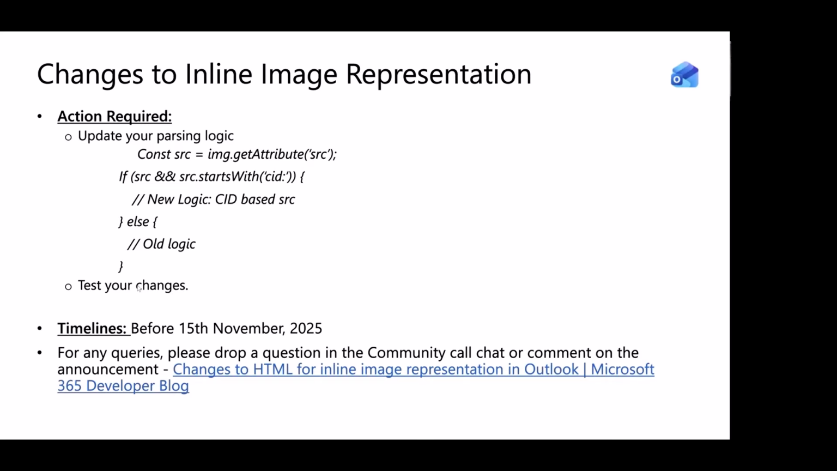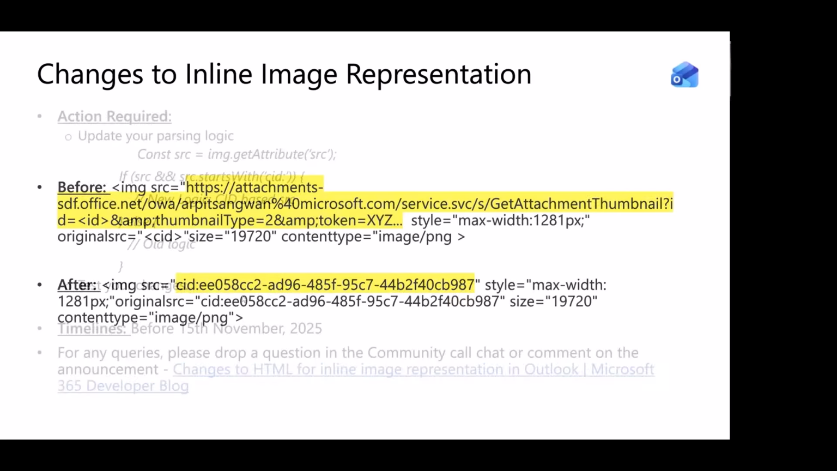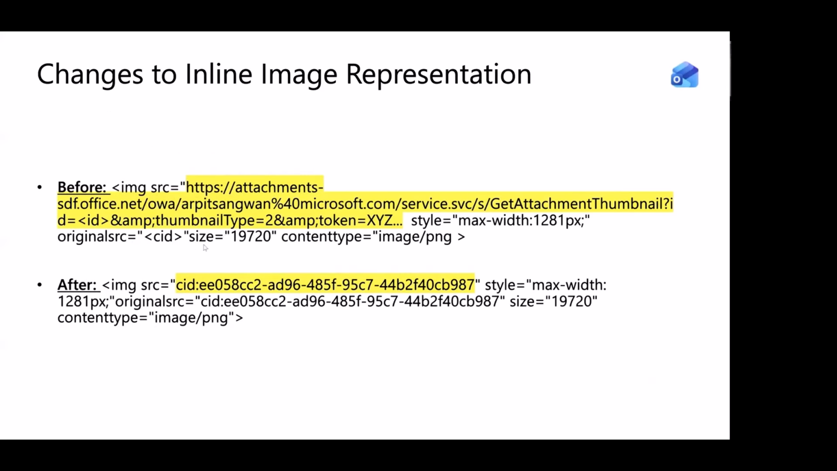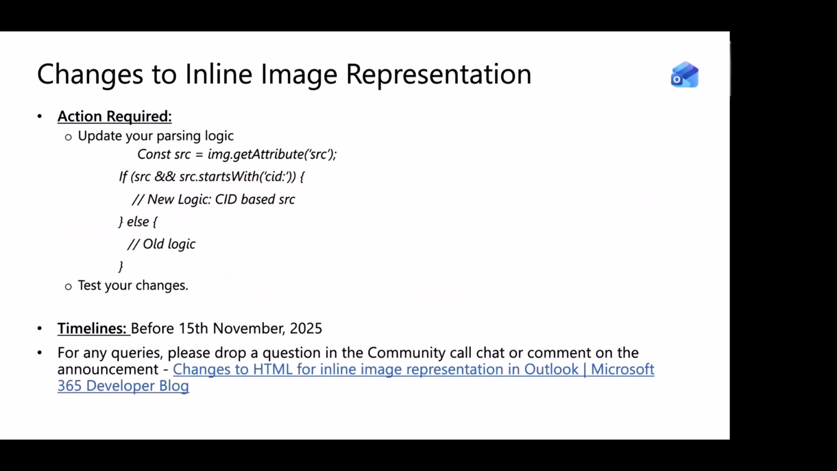We have a dev blog here which discusses the changes in detail, but that's the gist of it. Instead of depending on the ID for the attachment, now we'll have to depend on this identifier, which is the content ID or CID. And similarly, we'll have to use the Office.js APIs getAttachmentContentAsync and getAttachmentContent for getting the base64 values. Yeah, that's about this change.